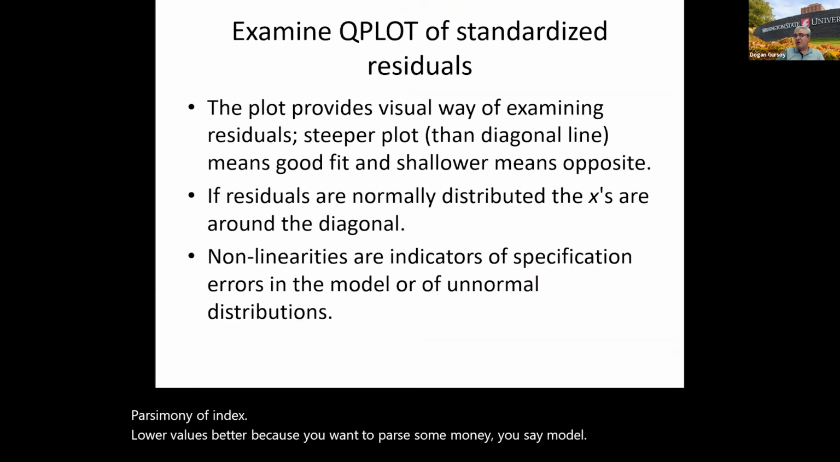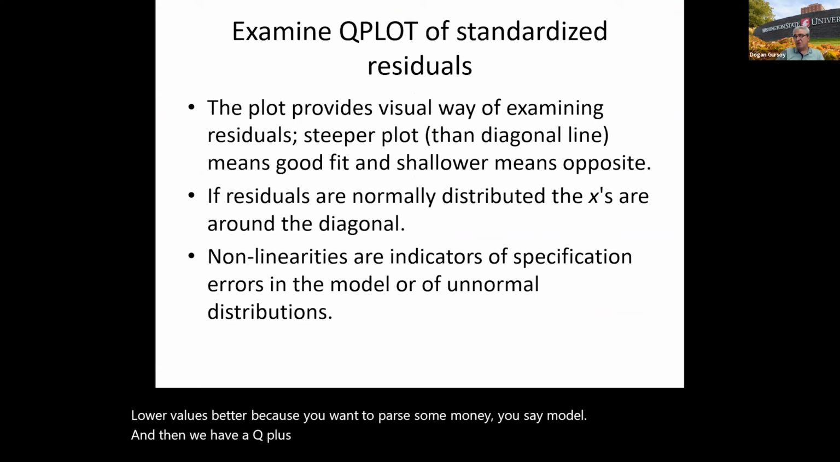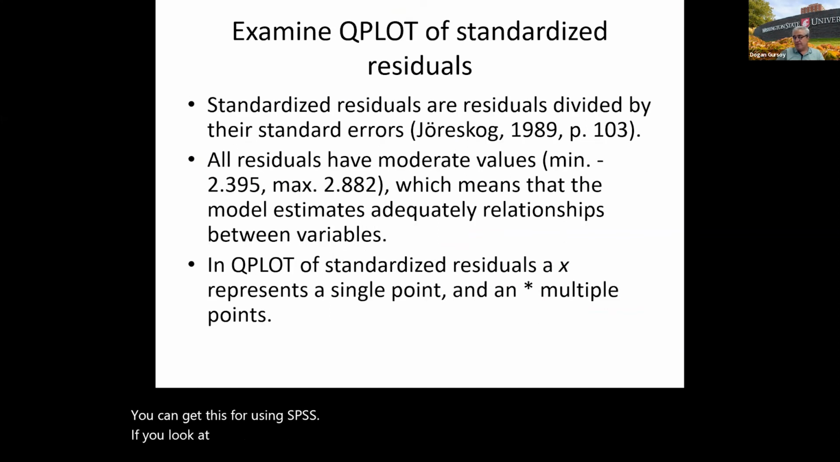And then we have a Q-plot distribution. Basically, it shows how your data is distributed. You can get this using SPSS if you look at the distributions. And then we look at those, and also look at all the residuals. If you look at the residuals, the scores weren't that bad. They were within an acceptable range for our sample data.